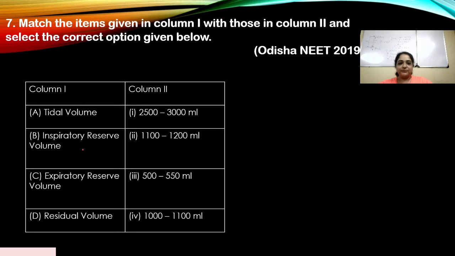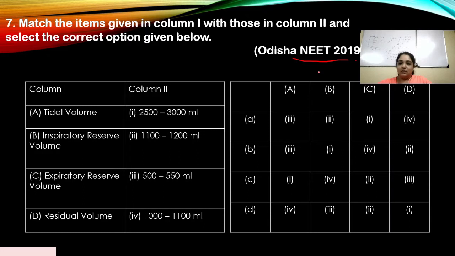Seventh question. Match the items given in column 1 with those in column 2 and select the correct option given below. You have column 1 and column 2 in front of you. Let's look at our options. This appeared in NEET 2019. You have A, B, C and D. Again, pause the video, think about your answer and write down what you think is the right answer.